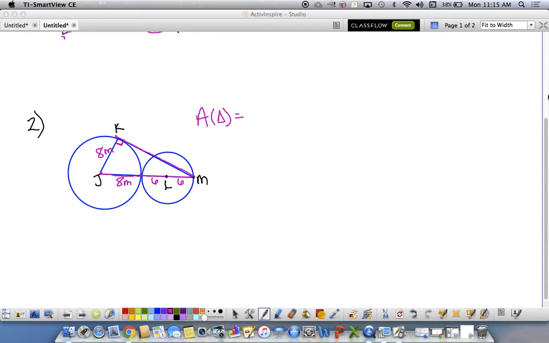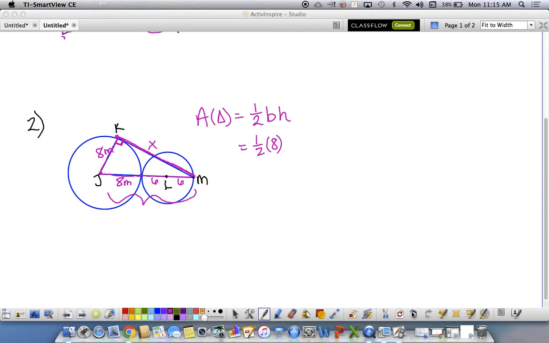Area of a triangle is 1/2 base times height. Okay? We are looking for the right angle. So I need this 8. So I know 8. 1/2 of 8. Oh, what's the height? It's K to M. You have to find the third side of a right triangle. You know 2 sides of a right triangle. Can you find the third? Yes, you can. Well, I need to know J to M.